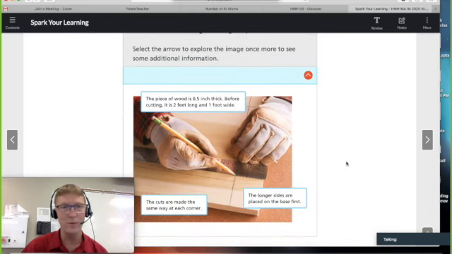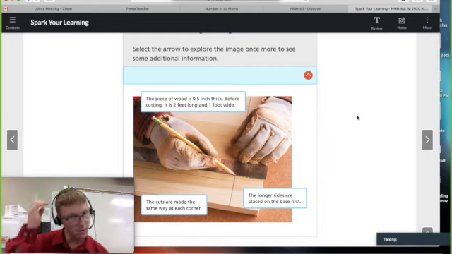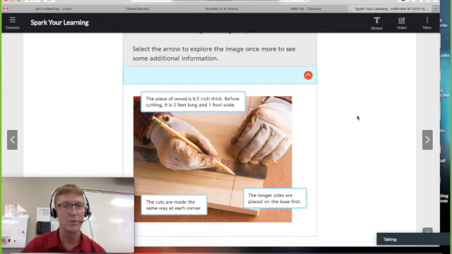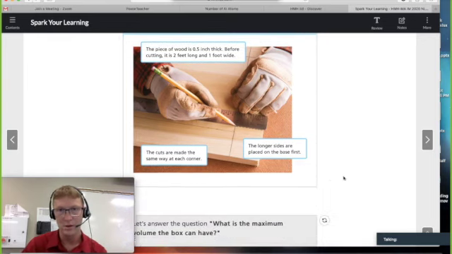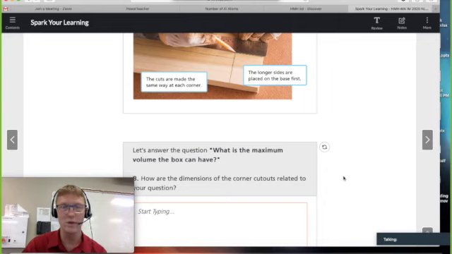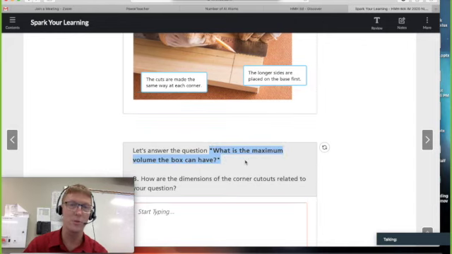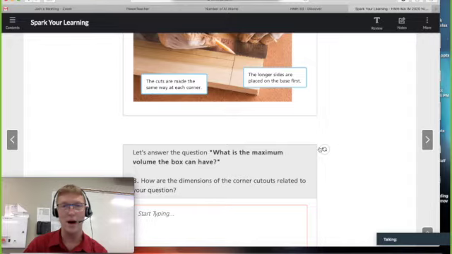So again, some further information. The piece of wood is half an inch thick, so that's going to matter for how much volume is taken up by the sides. The cuts are made the same way on each corner. The longer sides are placed on the base first. These will all help us figure out how to cut the box, and help us answer things like, what is the maximum volume of box that we can make out of this situation?